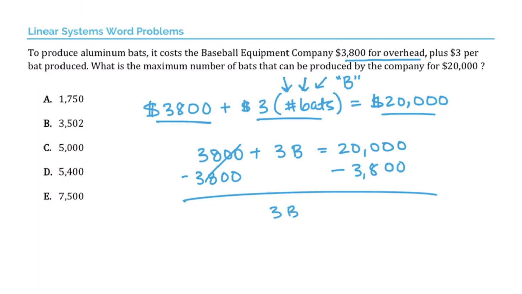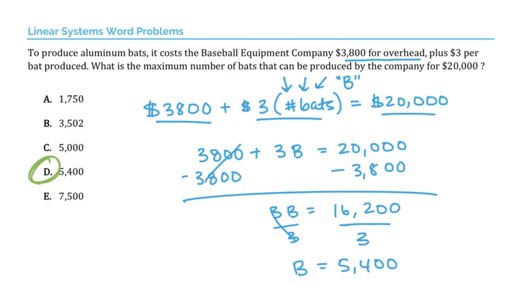And I get that 3b equals 16,200. To get b by itself, it's being multiplied by 3. I'm going to do the opposite and divide by 3. And I get that b equals 5,400 bats. So the correct answer is D.